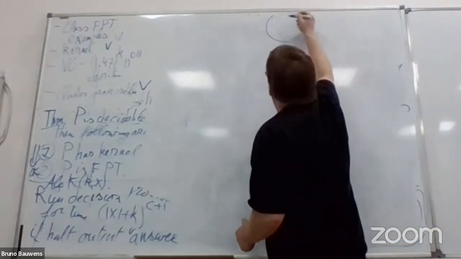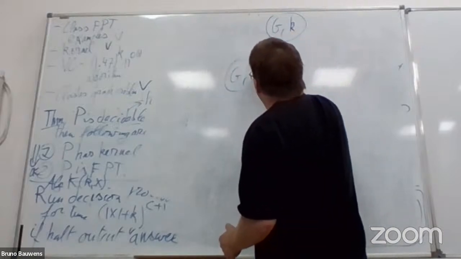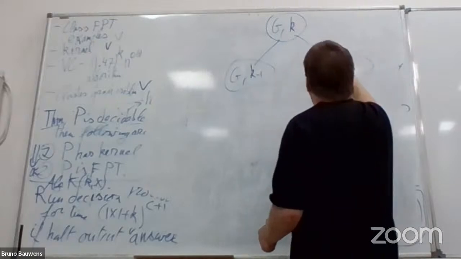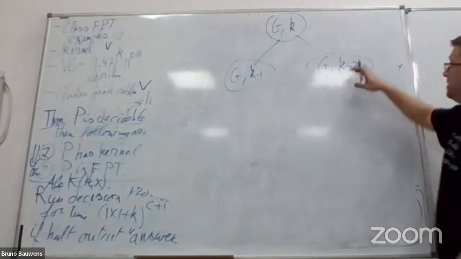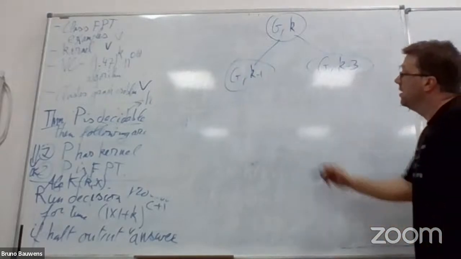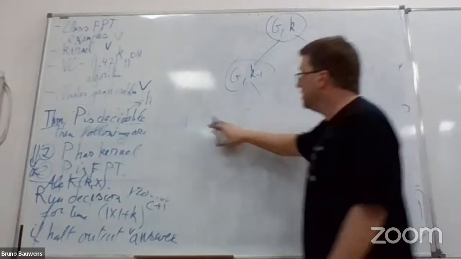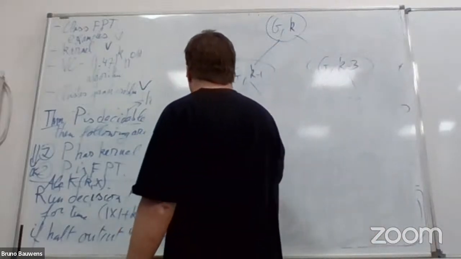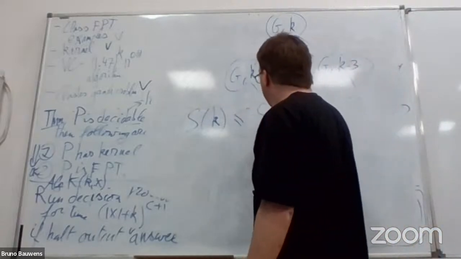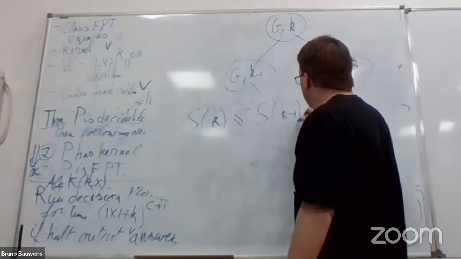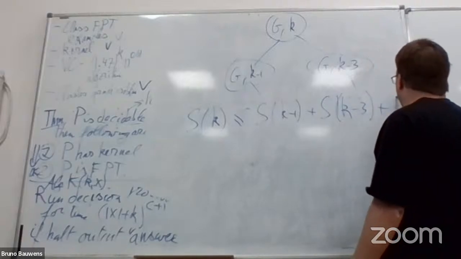What we have here is our tree, G and k, and then we have a branch, G and k minus 1, G and k minus 3. And so on. So let us have some function s about the size of the tree for any value of k. And we know s of k is smaller than s of k minus 1 plus s of k minus 3 plus 1.